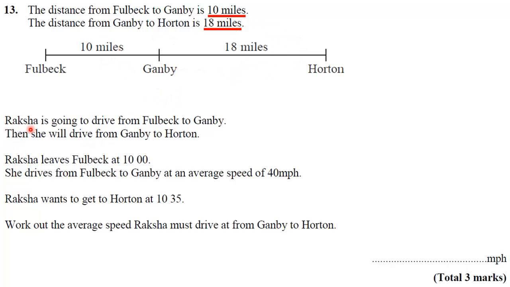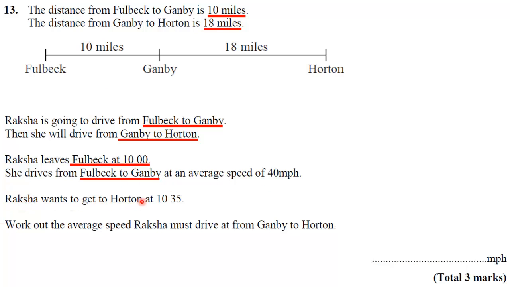Okay, Ruxa is going to drive from Fulbeck to Ganby. Then she's going to drive from Ganby to Hawthorne. So she's going to drive the full length all the way across. Ruxa leaves Fulbeck at 10 a.m., right? She drives from Fulbeck to Ganby at an average speed of 40 miles per hour. So Fulbeck to Ganby, she drives at 40 miles per hour.